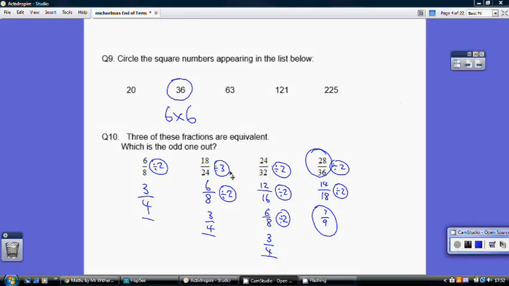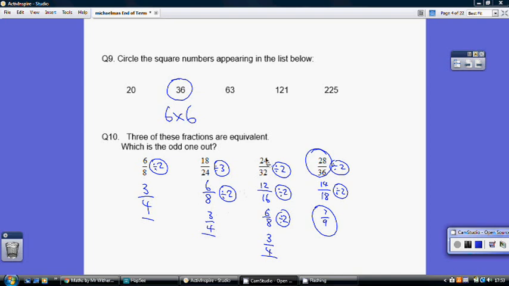Question 10. 3 of these fractions are equivalent, which is the odd one out? So let's go and simplify all of them and see what we're left with. Well, 6 over 8, we can divide numerator and denominator, that's top and bottom, by 2, giving us 3 over 4, 3/4. With this second one, we can divide top and bottom by 3, which gives us 6 over 8, and then we can halve top and bottom to give us 3 over 4.